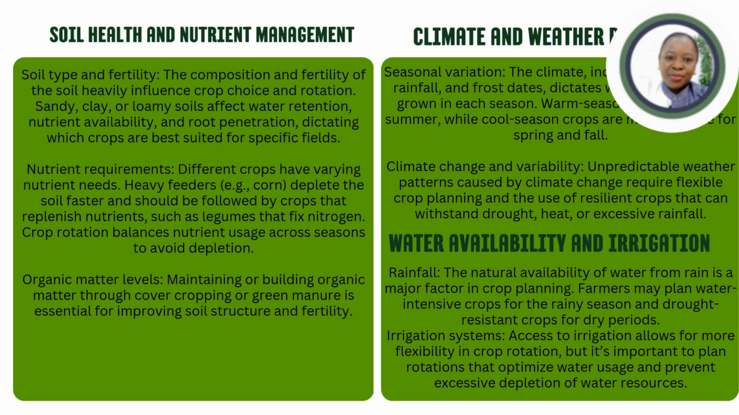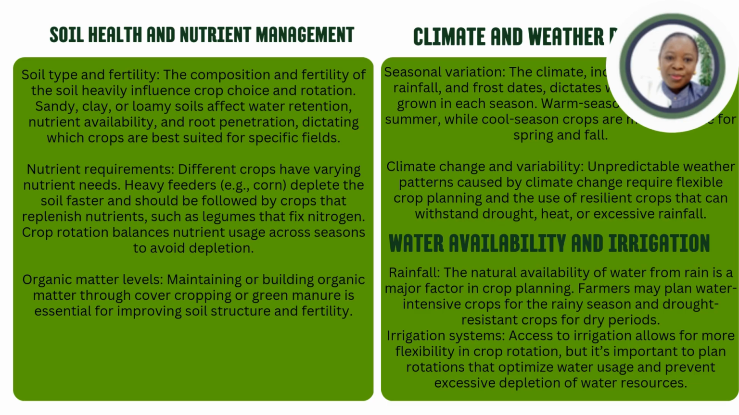Climate change and variability. Unpredictable weather patterns caused by climate change require flexible crop planning and the use of resilient crops that can withstand drought, heat or excessive rainfall.